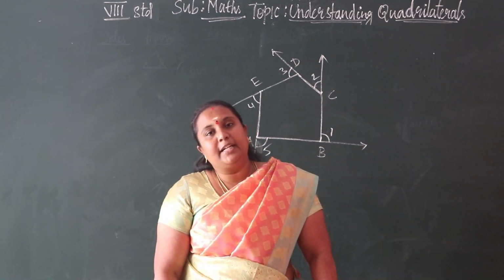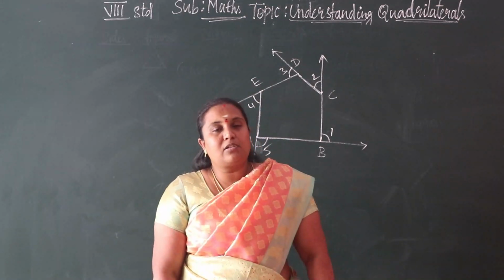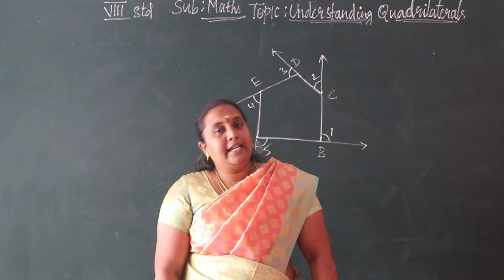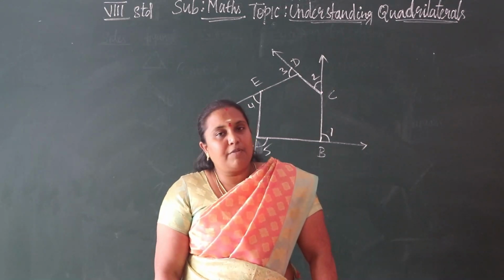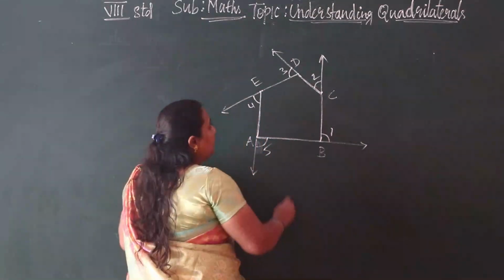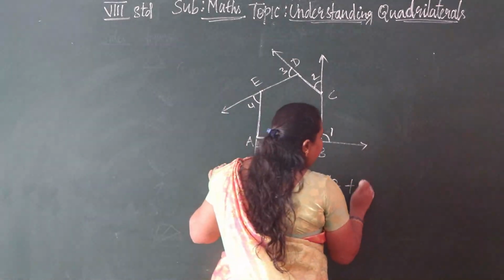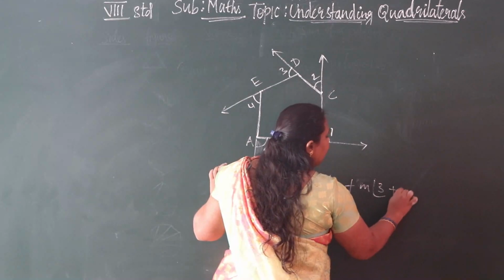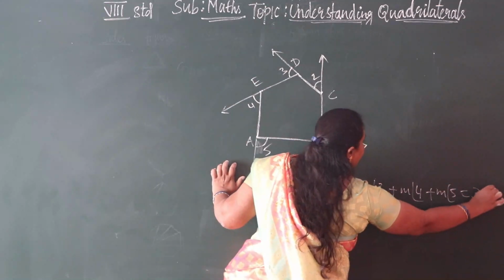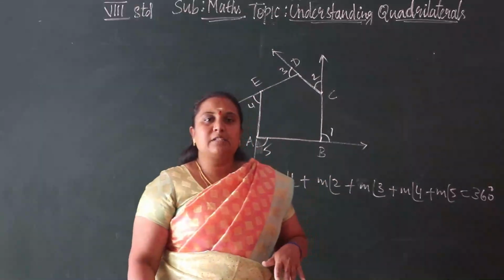But in any sided polygon, the sum of the measures of the exterior angles of a polygon equals 360 degrees. The measure of angle 1, the measure of angle 2, the measure of angle 3 plus measure of angle 4 plus measure of angle 5 equals 360 degrees. So in any sided polygon we take, that is possible.